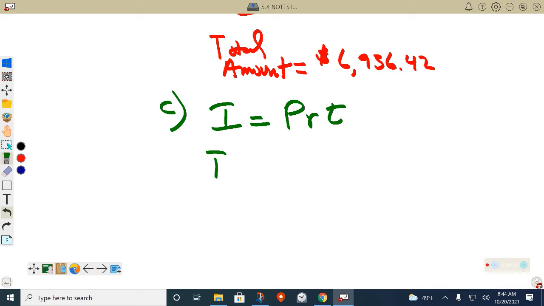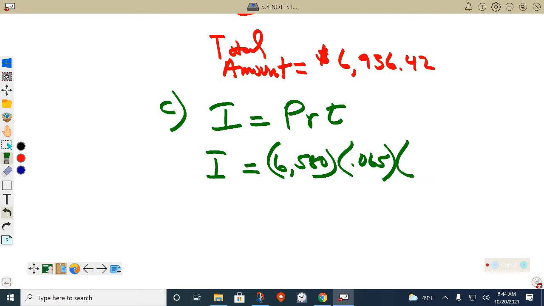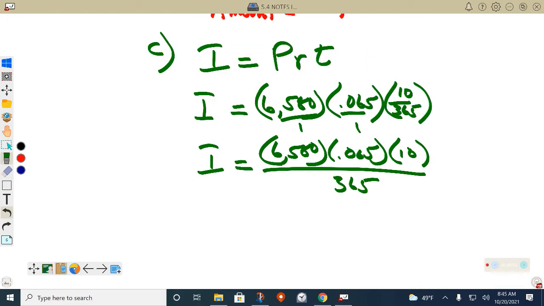So the interest then is 6,580. The rate is 0.065. And the time, the way Alvarez just expressed it, is 10 days is 10 365ths of a year. So numerator times numerator times numerator, thank you, Alvarez, over denominator times denominator times denominator.